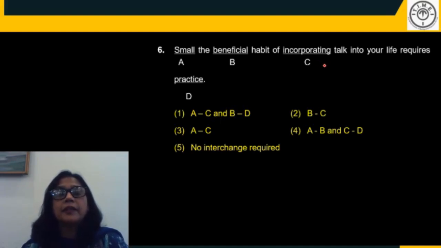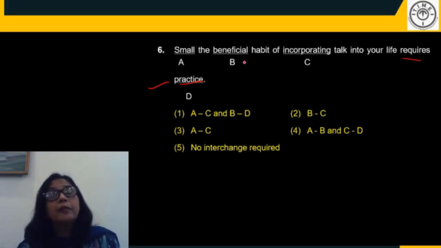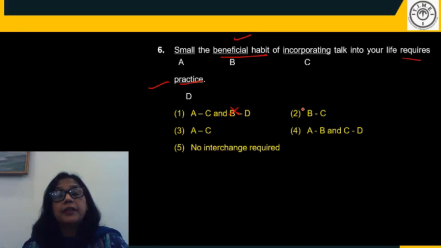The next sentence: small the beneficial habit of incorporating talk into your life requires practice. Incorporating talk into your life requires practice. So D is correct. Otherwise also, if you read small the beneficial, it doesn't make sense at all. But beneficial habit, the two words collocate, they go together. So B is also in the correct position and D is also in the correct position, so these cannot be the answer. A is wrong definitely, so our answer cannot be the fifth option also.